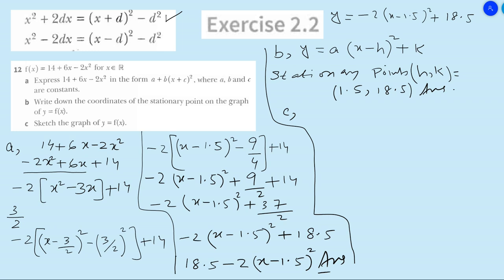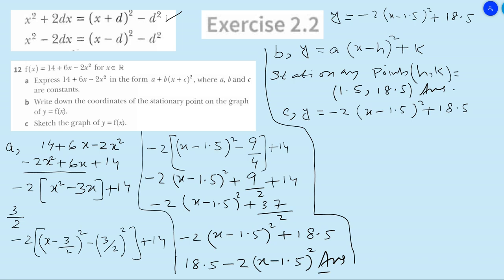Sketch the graph of y equals f(x). So we have to draw the graph of this function. Our function is y equals minus 2 multiplied by (x minus 1.5) whole square plus 18.5. So how to sketch the graph? We need axis crossing points and stationary points. We have already found the stationary point, that is (1.5, 18.5), in part B.